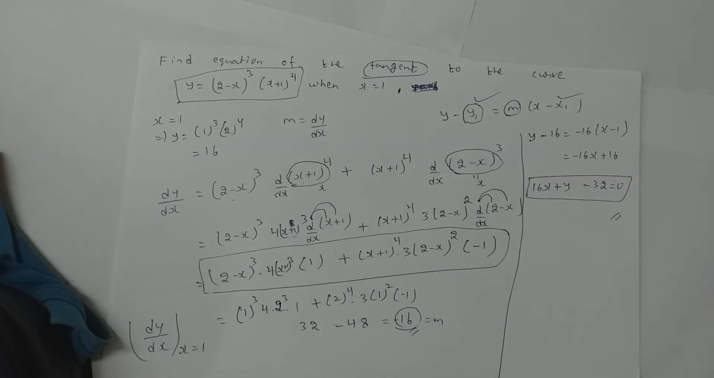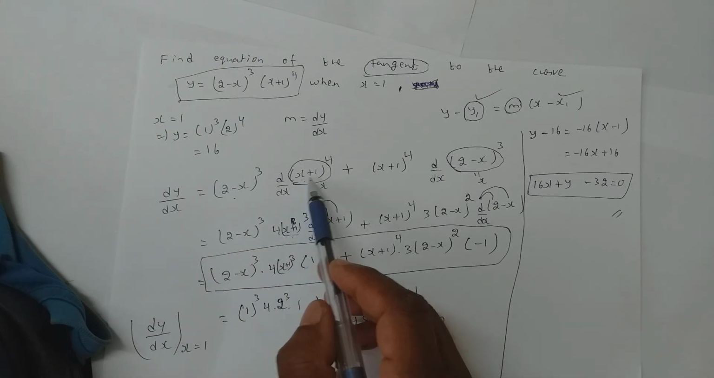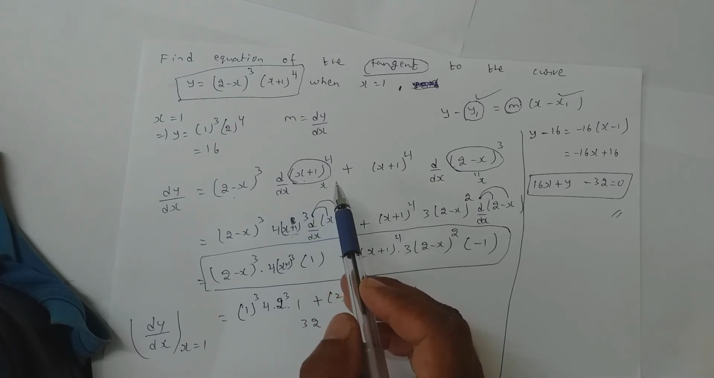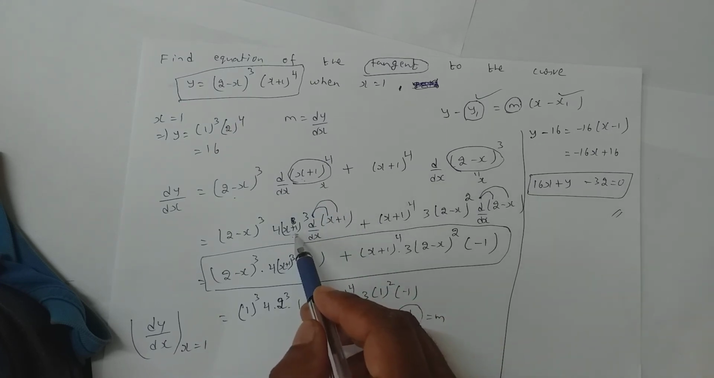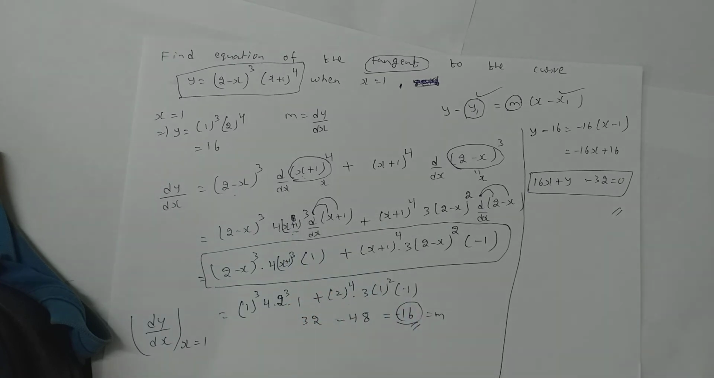Am I clear? Where it went wrong was here. (x plus 1) power 4: this entire thing, assuming it to be x, x power 4 is 4x cube. In place of x, whatever you have assumed, that should be kept, not x. Am I clear? Thank you.